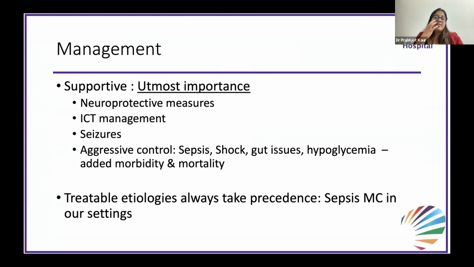So something that we have learned in all these three cases is something about the management. Supportive management is very, very important. At the onset, even if we don't know what the etiology is, neuroprotective measures are very important. Good aggressive management of raised intracranial pressure and management of seizures is important. And beyond the pure neurological phenotypes, there has to be aggressive control of associated sepsis, shock, gut issues, hypoglycemia, because they all lead to added morbidity and mortality in the short term, as well as long-term morbidities. So supportive care is the most important part in the management of these babies.